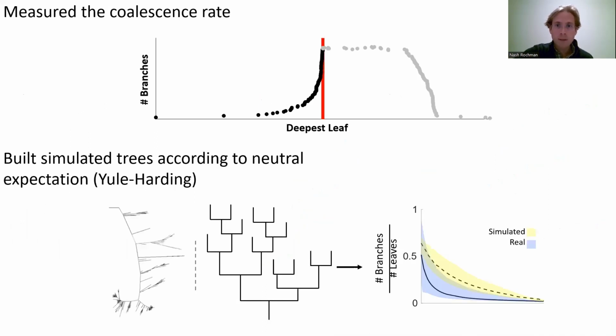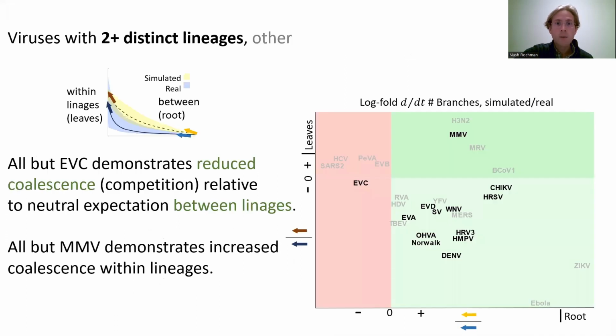We then measured the derivative of the number of parallel branches near the root and near the leaves for the real phylogenies and comparable trees built under a neutral evolutionary model. We examined the ratio of the simulated data over the real data, so this is the dark red arrow over the dark blue arrow evaluated at the leaves, and orange over light blue evaluated at the root. This gives us an idea of the rate of lineage turnover.